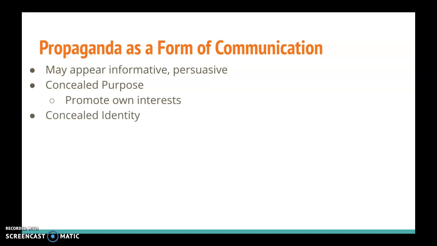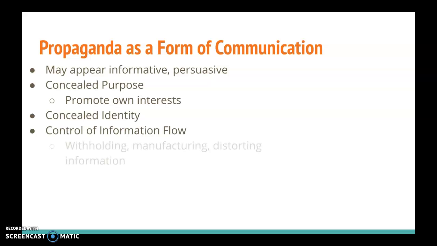In addition, the propagandist may attempt to conceal their identity. Identity concealment is often necessary for the propagandist to achieve their desired objectives or goals. The propagandist will also try to control the information flow. So they might do this by withholding information, releasing information at predetermined times, releasing that information in juxtaposition with other information that may influence perception. They might manufacture the information, communicate the information only to selective audiences, or just distort the information entirely.